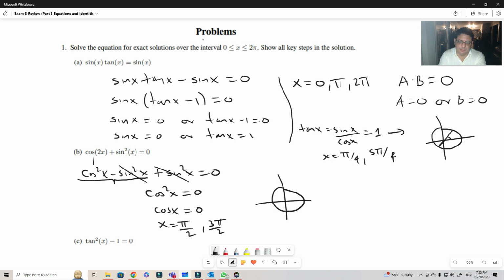Remember, on the unit circle, if the points are of the form cosine of theta, sine of theta, the cosine of theta being 0 means the x coordinate is 0, and that happens here and here, where x is equal to 0. And that is the angle pi half and 3 pi half.